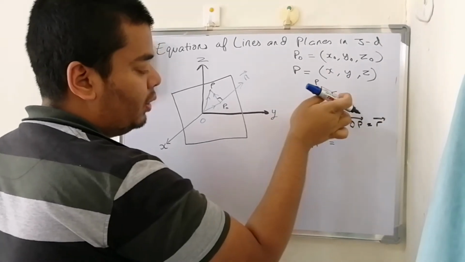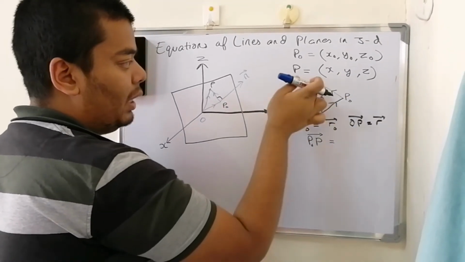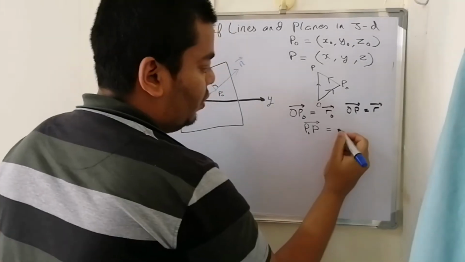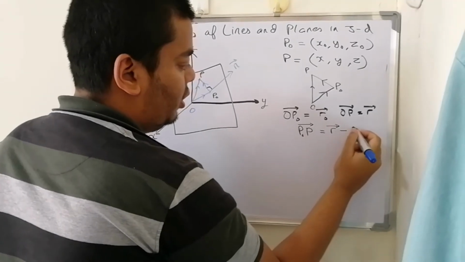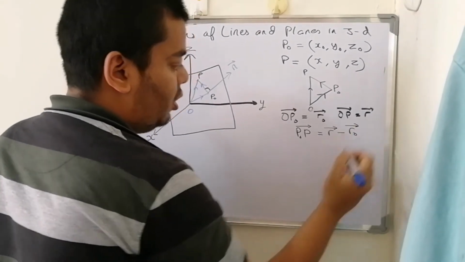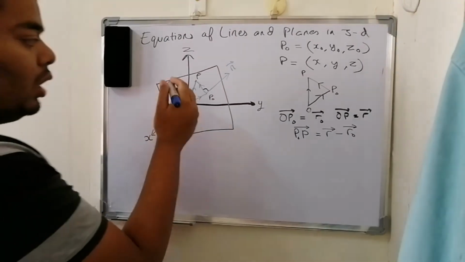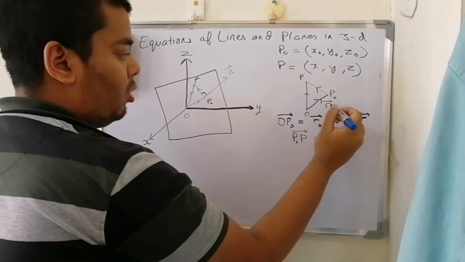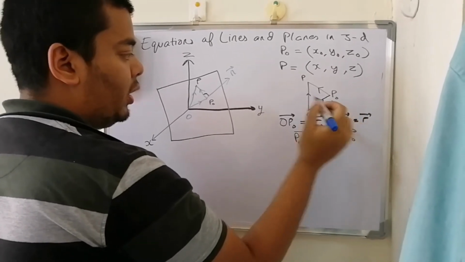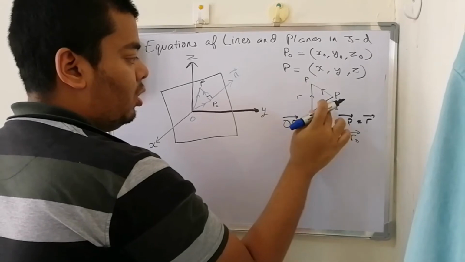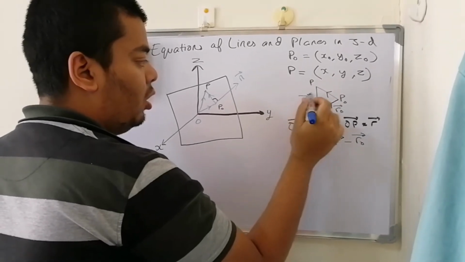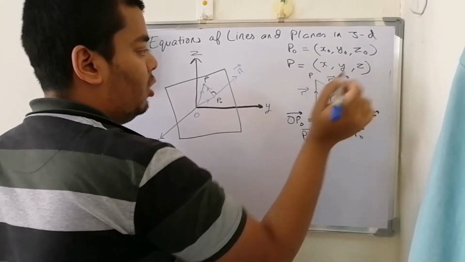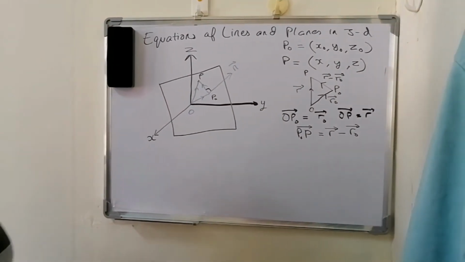You see this? We start from the tail and we end up in the head. So negative R naught, because we're going in the other direction, plus R. So we can write it as R minus R naught. I'll just put the names here also. So negative R naught, this is R naught, R, and this is R minus R naught. Now let's move on to the next part.